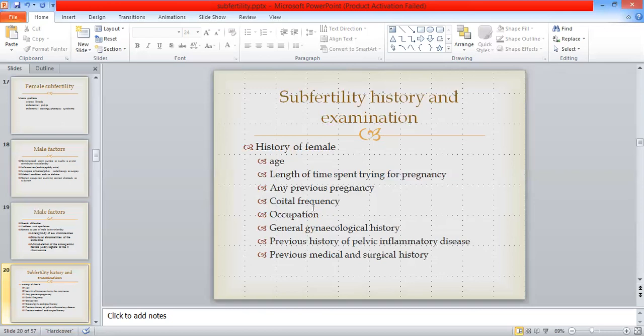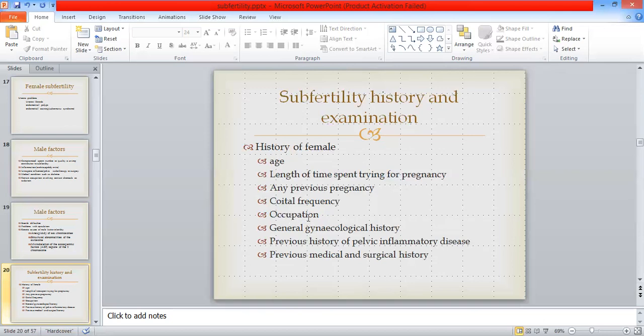This thing I also explained to you in the previous cycle: the couple having maximum coital frequency have more chances of conceiving, and the couple having less coital frequency have less chances of conceiving. Other thing is occupation. Occupation is also important.